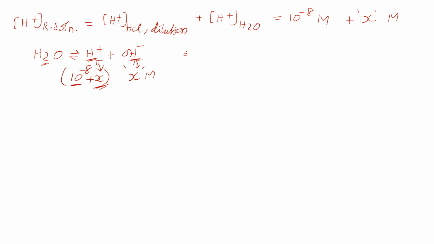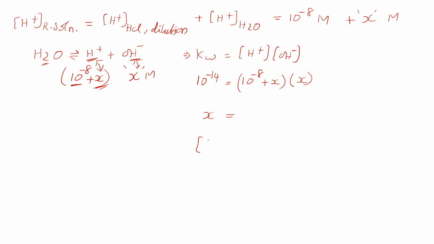Now we will take the equilibrium constant, Kw, which is equal to the concentration of H plus times the concentration of OH minus. Kw is equal to 10 to the power of minus 14. The H plus concentration is 10 power minus 8 plus X, and the OH minus concentration is X molar. So we have substituted everything. From this we can calculate X, then from X the H plus concentration, and then the pH. The pH we get is 6.978.